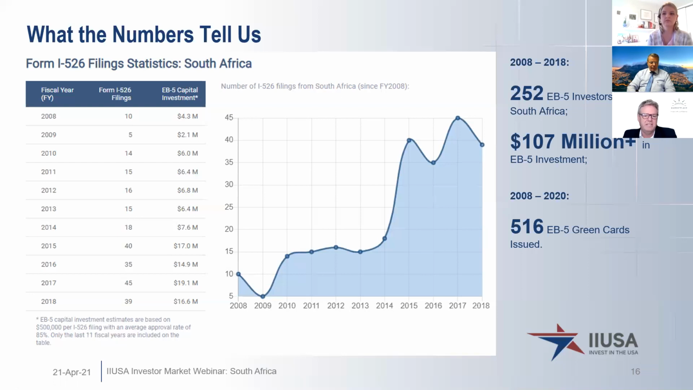I think the other statistic to be aware of is approval rates. EB5 is considered a very safe option in terms of getting your green card. And the latest statistics for approval rates for South Africans was back in Q1 2019: 22 investors, all of them were approved, so a 100% approval rate. Compare that to an 85% approval rate for all countries. So, in that sense, it's still a very successful program in terms of getting your green card.